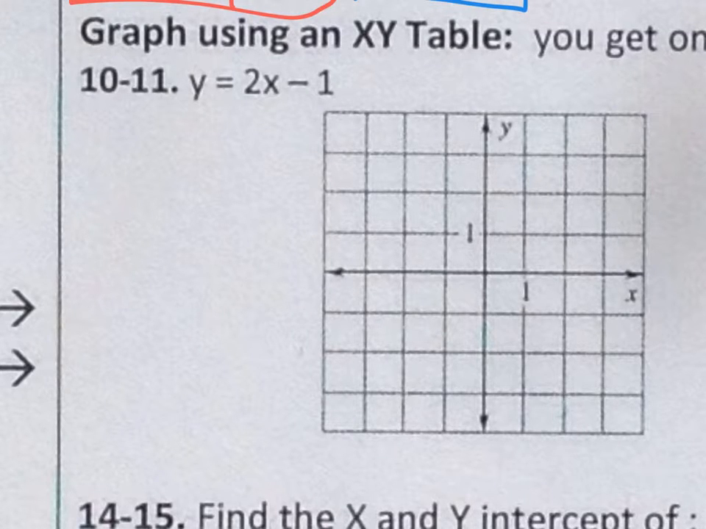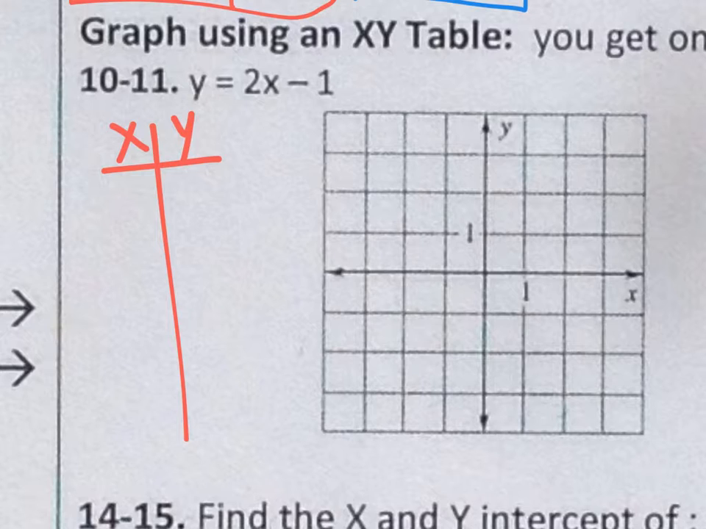Time to get to the fun stuff. Numbers 10 and 11 are worth 2 points because you have to come up with the XY table, and you also have to graph the coordinates and draw the line. So this is a function form equation. Y is already by itself. You could plug in any numbers you want. The easiest numbers I think to plug in would be 0, 1, and 2. Remember, there are no fractions in this function form equation. If this were a 2/3, you would use 0, 3, and negative 3, right? But it's not a fraction, it's just a regular number 2.